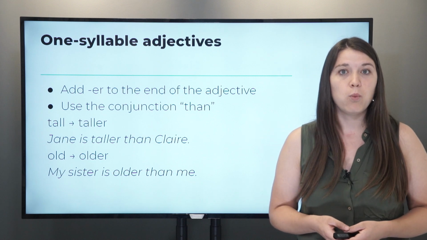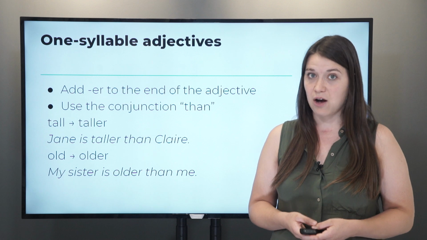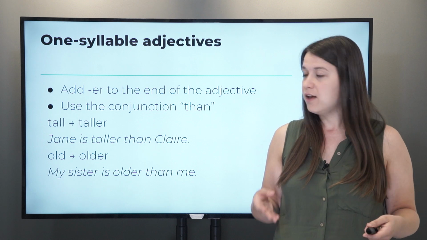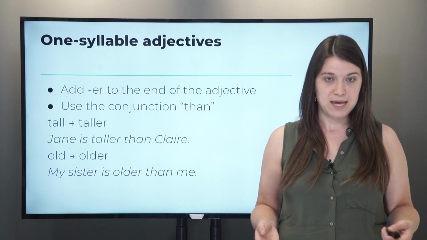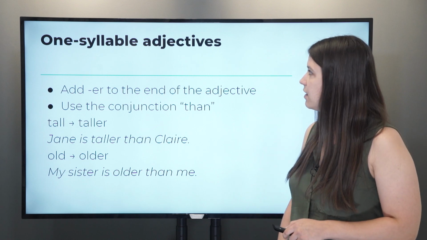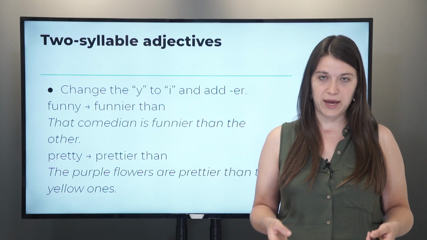Another example, a one-syllable word is old. So we add the ending ER and that becomes older. For example, my sister is older than me. What happens with two-syllable adjectives?